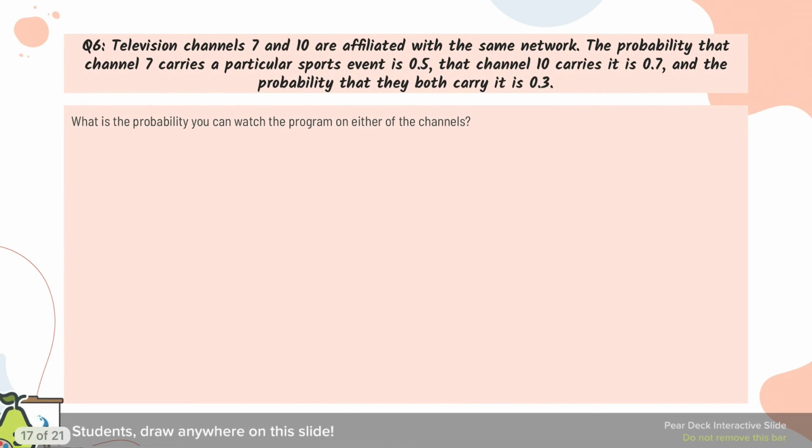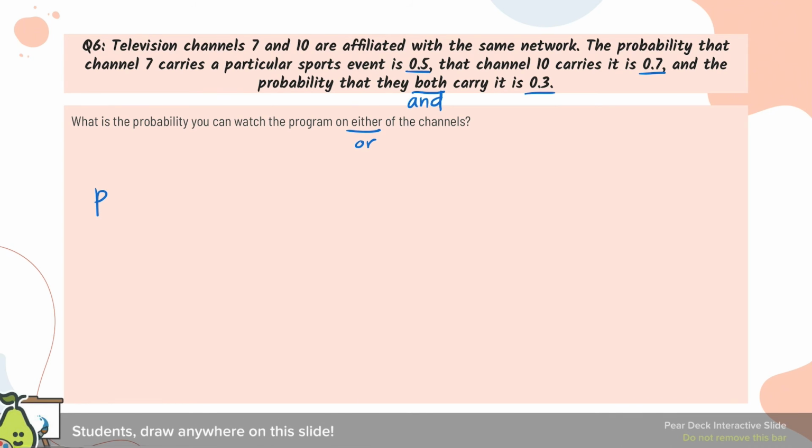In part 6, we have 2 channels, channel 7 and channel 10, and they are affiliated with the same networks. And then they show a particular sport event, one of them 50% of the time, one of them 70% of the time, and at the same time they both carry it 0.3. So both is and, and they want you to find either, which is or.